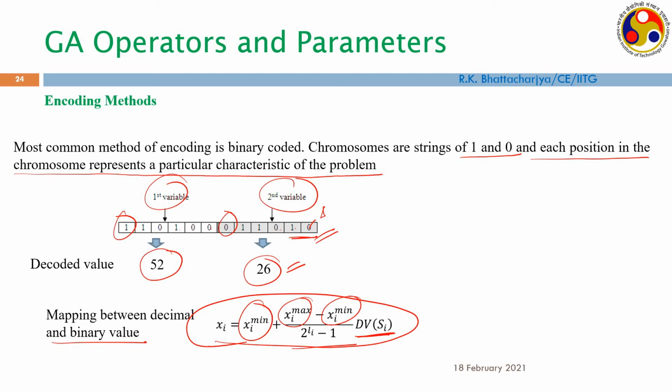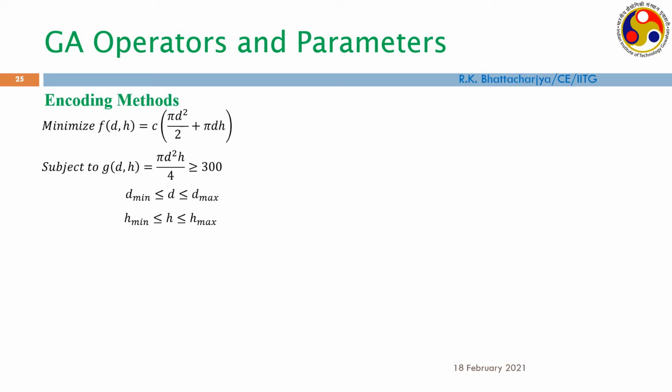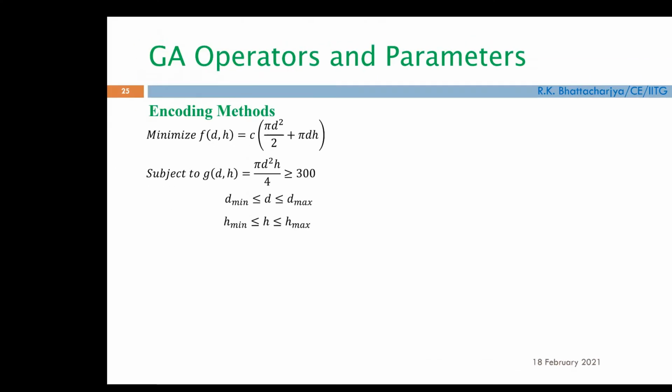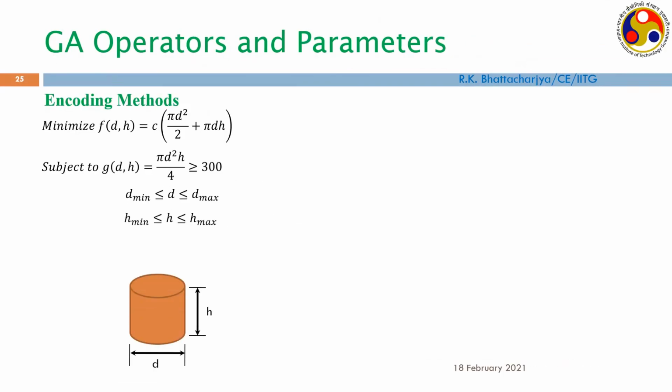Okay, so I can use this mapping here to map the binary string to the decimal value. Let us see this example problem, the same example problem I have considered here: the minimization of the cost of a can. So I would like to design this can, subject to the volume being greater than 300, and the D and H values should be between a minimum value and a maximum value.